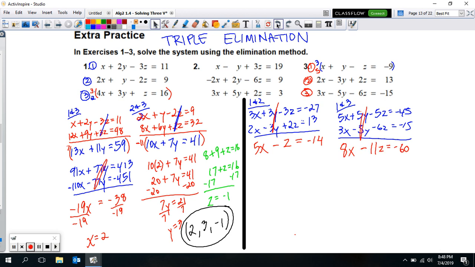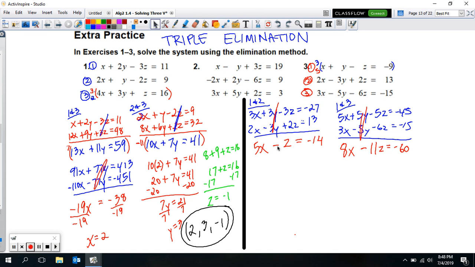So we're going to get an 8x minus 11z from the z terms, and it's going to equal a negative 60 over here on the other side. So now again we have our two new equations, and this is now back down to the 2x2 system that we've learned before. So we're just going to have to figure out, do we want to cancel x or z? And I think z would be the better one because it says a negative 1z here. So let's go ahead and try to do that.